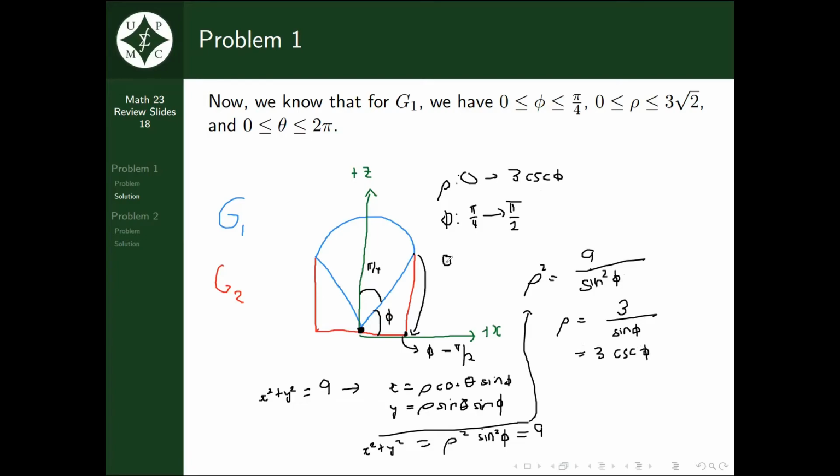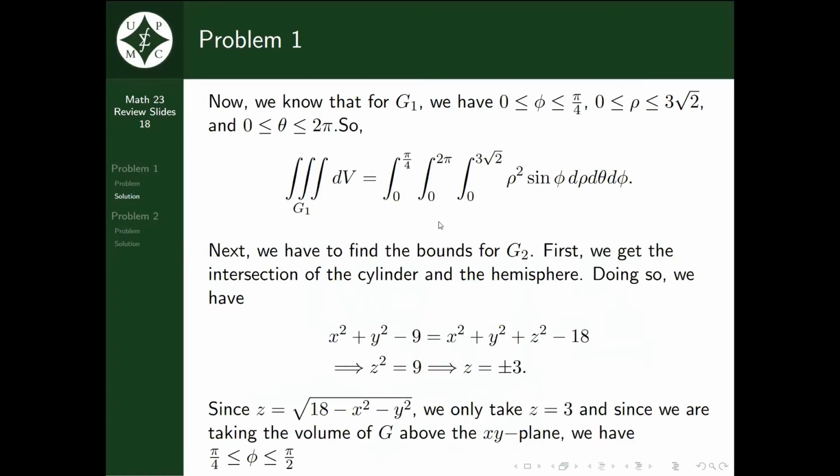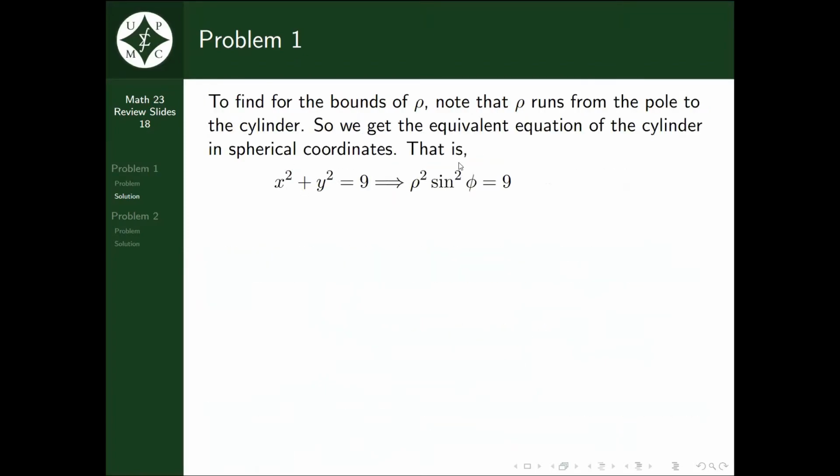And then as mentioned before, our theta is just 0 to 2 pi. So now we know all the boundaries of our G2. And if we check the slides, this is the way I just showed right now to solve for rho.